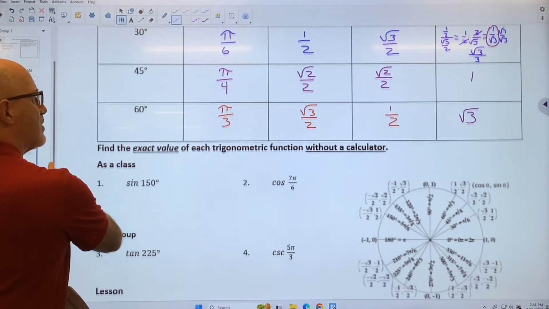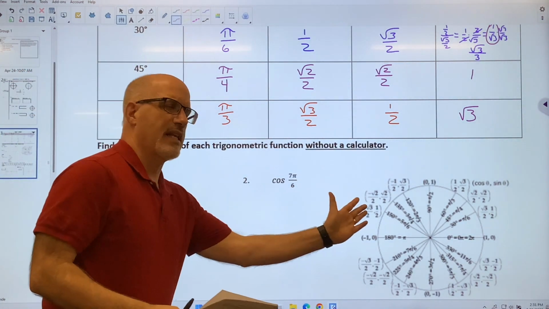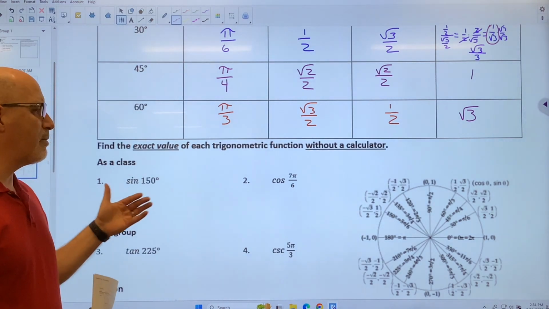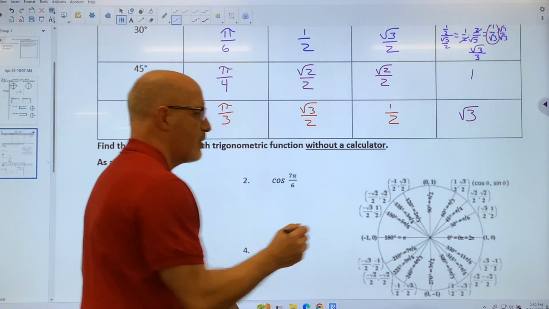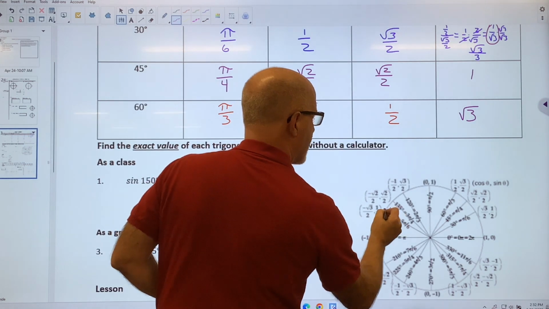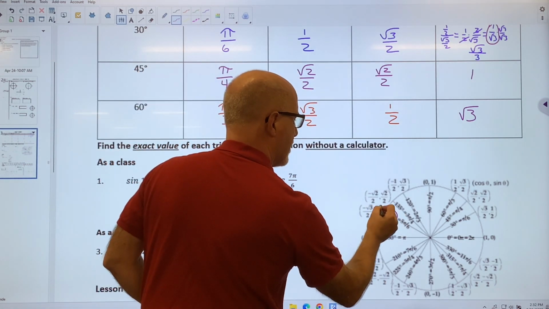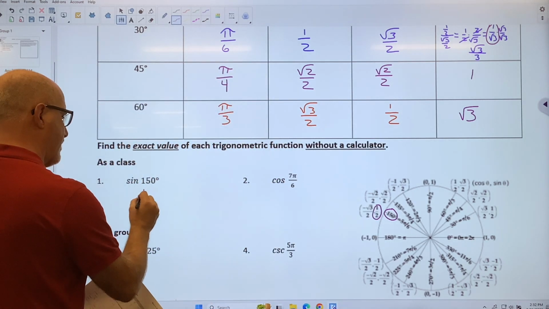Let's go ahead and use this information to help us. We're going to use our unit circle to help us with getting these values, and then some more complicated ones. We'll do them all together here. But you look at sine of 150, you go and find 150 on the chart here. And I want sine, so it's going to be the y value here. So sine of 150 is going to be equal to 1/2.